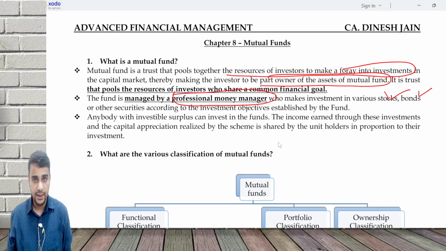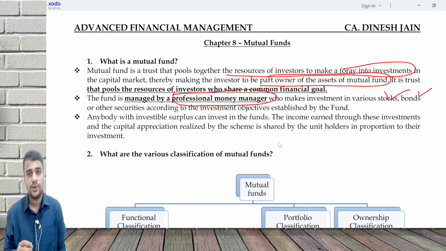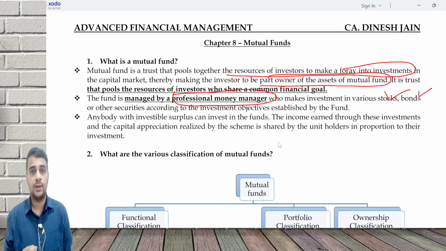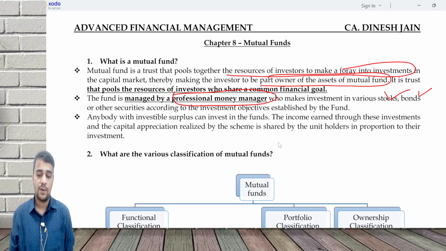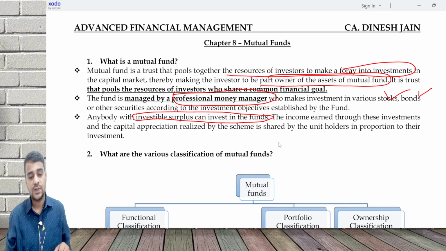As I explained in the regular class, mutual fund is an extremely important instrument for long-term wealth creation. Anybody who wants to create long-term wealth can start even with a very small amount. You can start with 500 or 1000. Anybody with investable surplus can invest in the fund. So if you have some surplus available, you can go ahead and invest in a mutual fund.